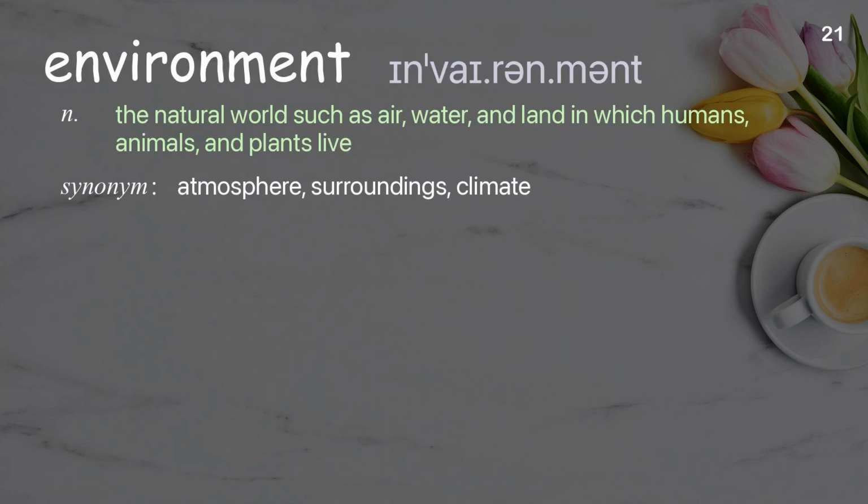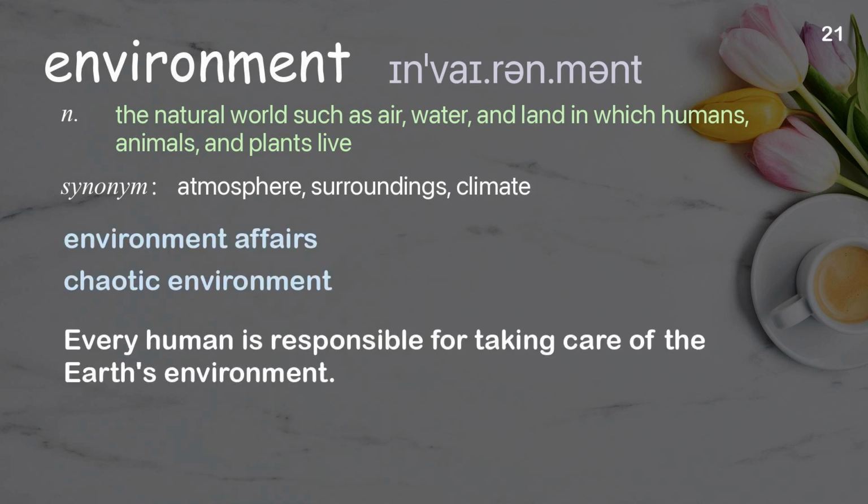Environment. The natural world such as air, water, and land in which humans, animals, and plants live. Examples: Environment affairs. Chaotic environment. Every human is responsible for taking care of the Earth's environment.